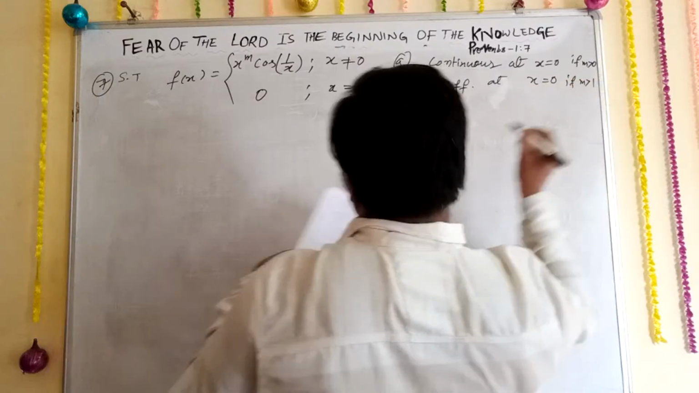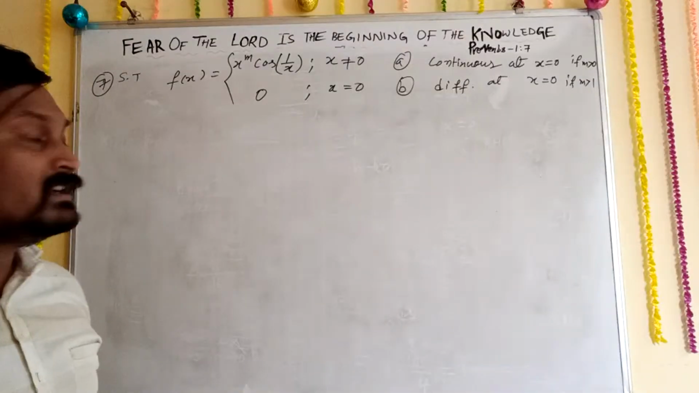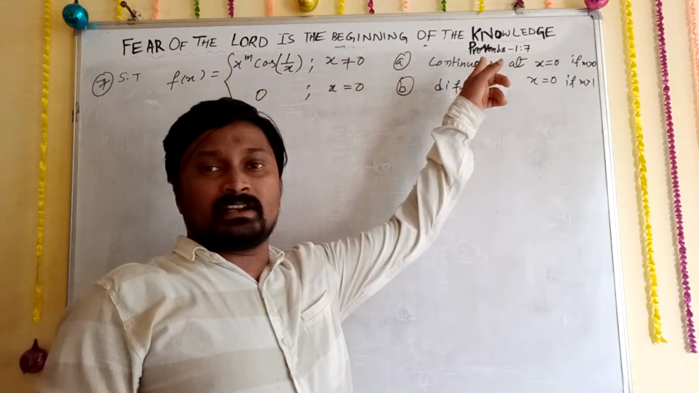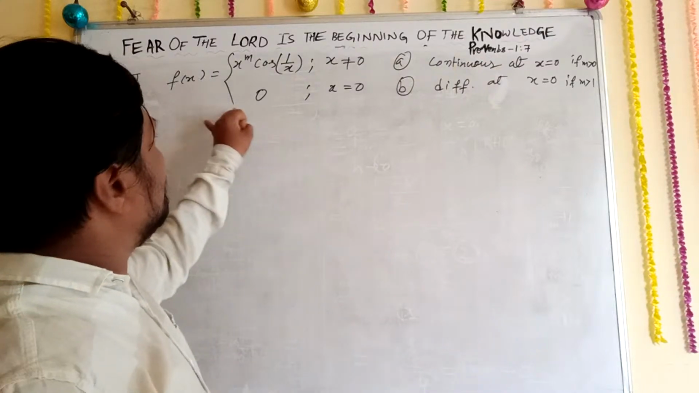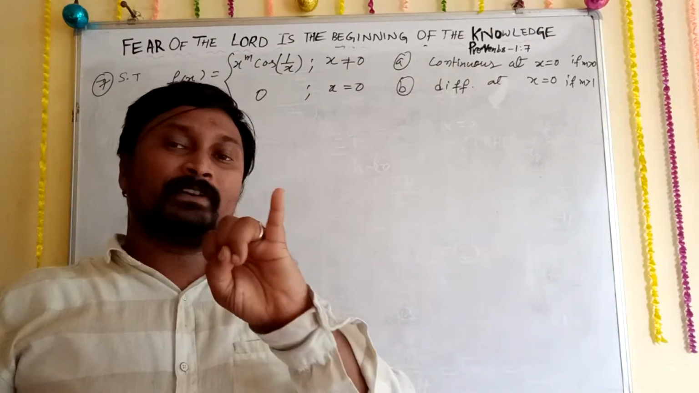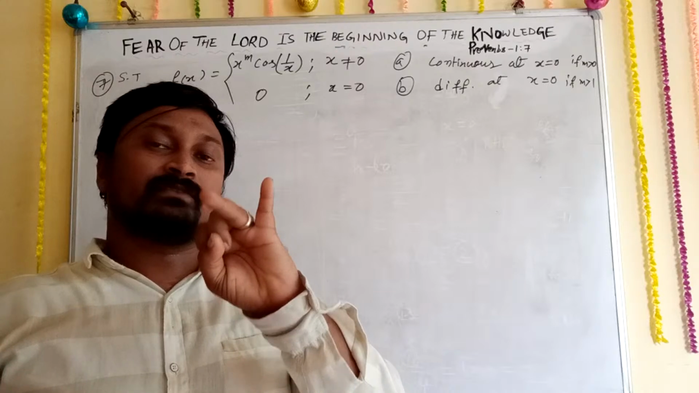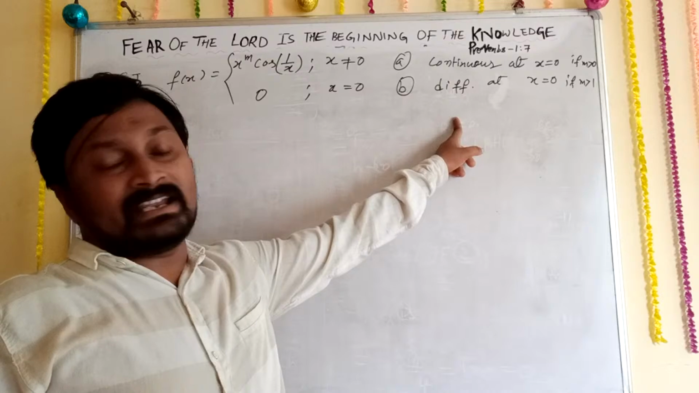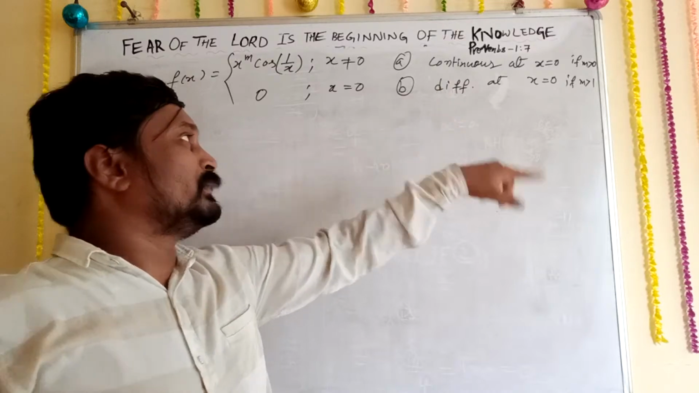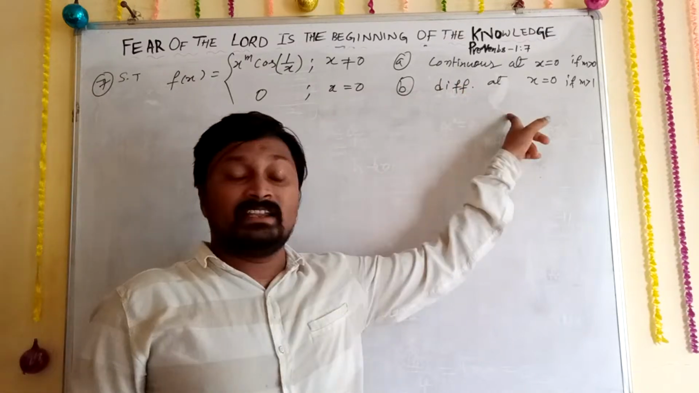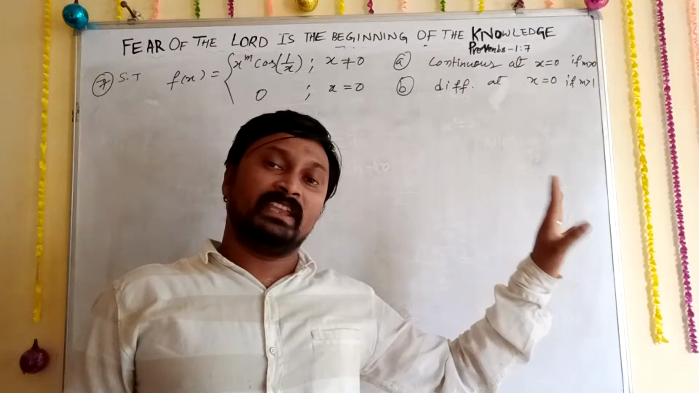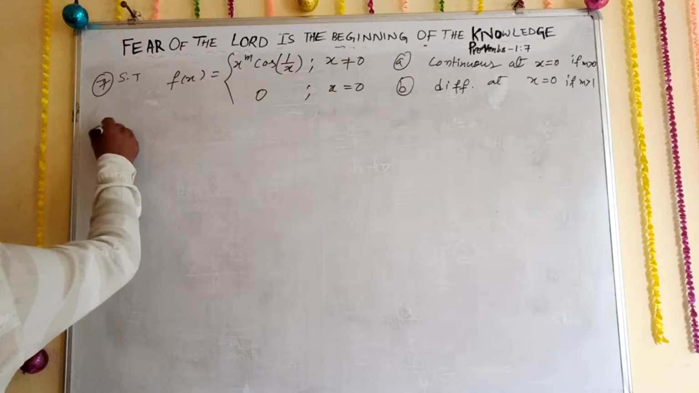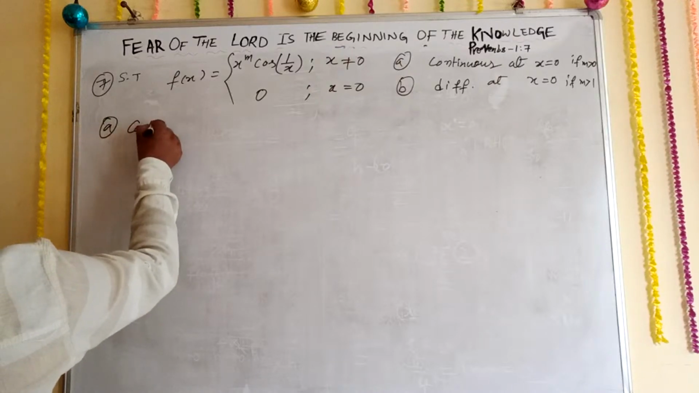How to prove? Observe carefully so that you can understand this. You already know continuous means, at x is equal to 0, f of 0 is equal to LHL is equal to RHL. Then it is continuous. And differentiable at x is equal to 0 means you need to prove that LHD is equal to RHD is equal to some answer. So those all should be equal. So let me go for the first one, A, continuous.